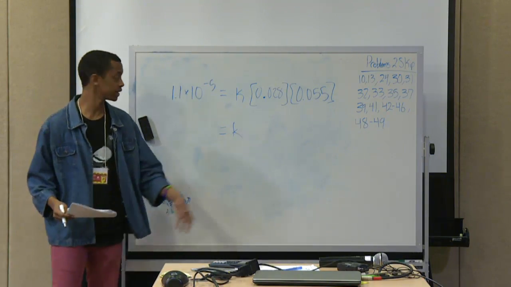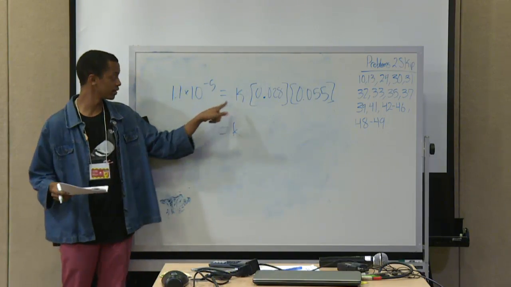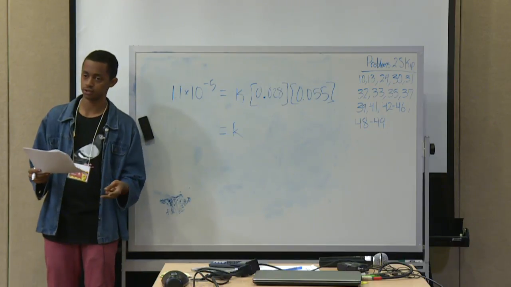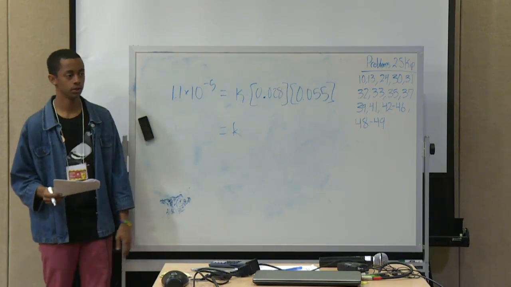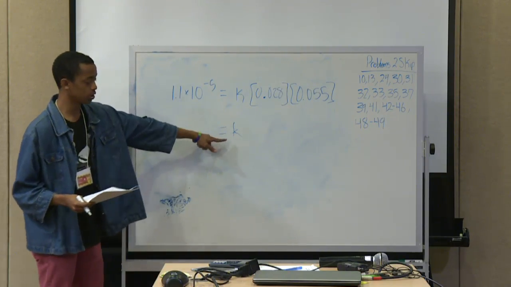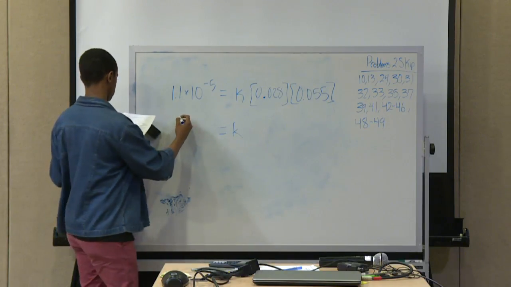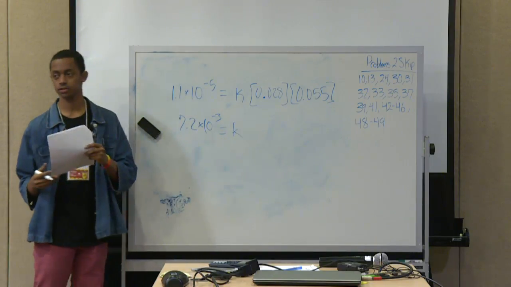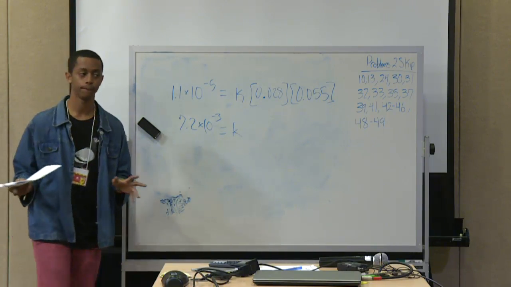You could have picked any random experiment. To find the K, you could have picked any experiment and plugged in the rate and the concentration for those two things. Cool? I just picked the middle one. But any other one will also give you the same K value, which is 7.2 times 10 to the negative 3. Questions? No? All right.